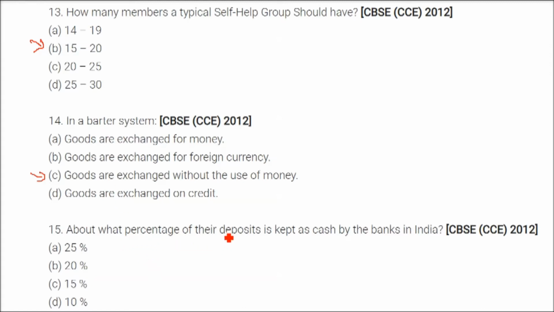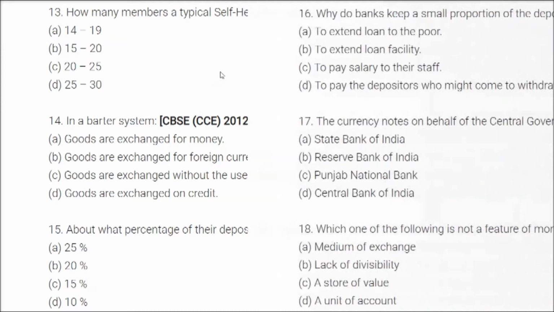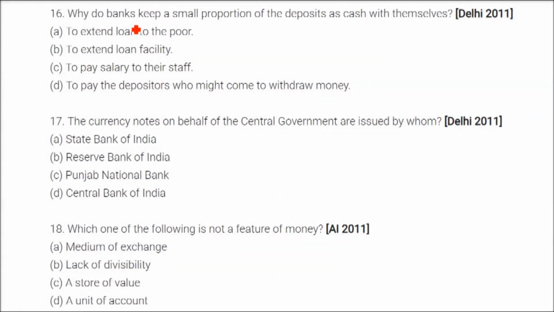About what percentage of their deposits is kept as cash by banks in India? This we have already seen. It is 15%. Why do banks keep a small portion of the deposits as cash with themselves? Because depositors may come and need the money for their needs. So the answer here is to pay the depositors who might come to withdraw the money.